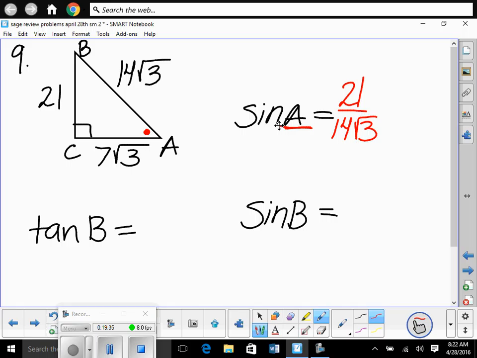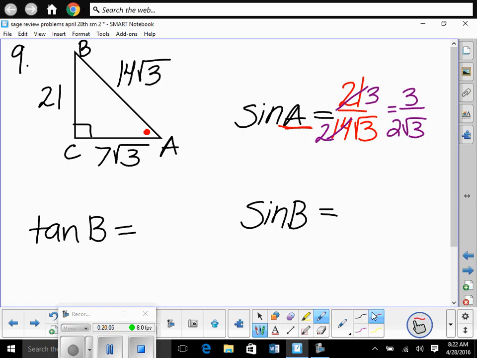So let's see if this simplifies. 21 over 14, let's simplify the fraction. They both divide by 7. So that becomes 3 halves. So right now, we have 3/2 √3. Is this answer appropriate? No. It's not, right? We can't have a radical in the bottom. So we're going to rationalize our denominator. So we're just simplifying our answer.